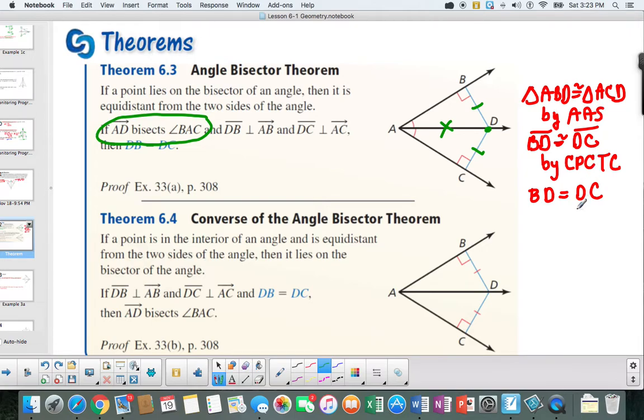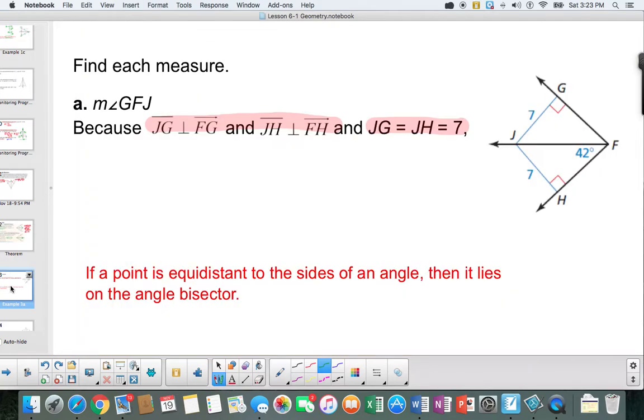And once we have congruence, we have equality. The converse is also true. If you see these distances being the same, if this point D has the same distance to each side, then it must lie on the angle bisector. All right, let's take a look at these problems right here.